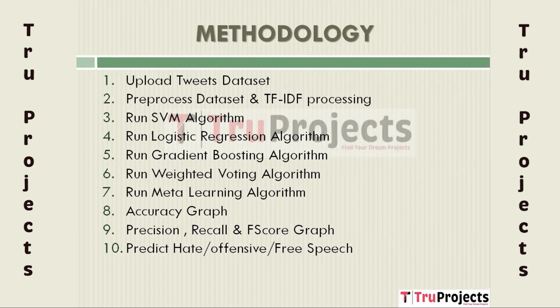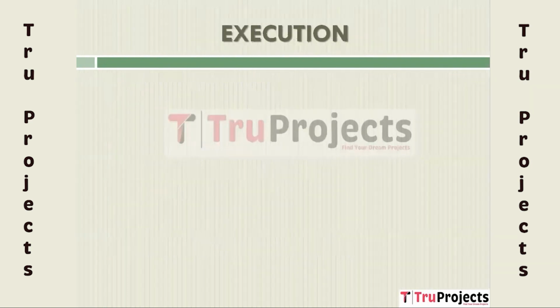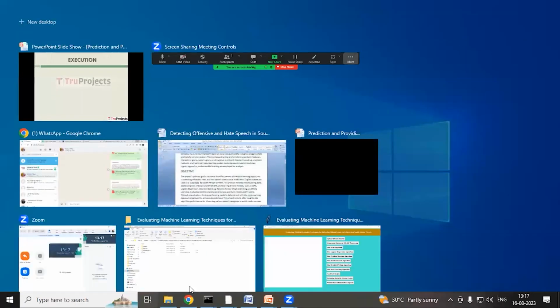This module is designed for making predictions on a new or test dataset using trained machine learning models. Users can upload a test dataset containing tweets for which they want to predict the class, which is hate, offensive, or free speech. For execution of the project, first we need to open the code folder.